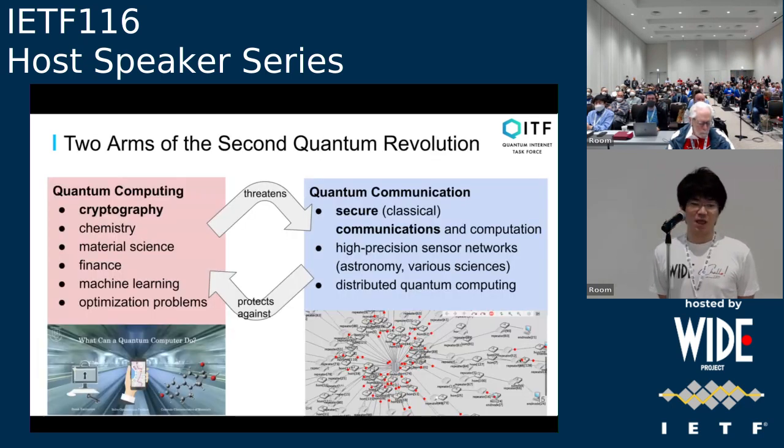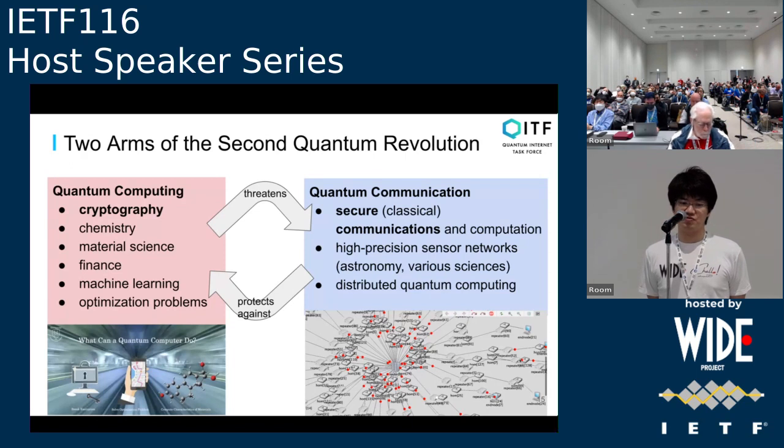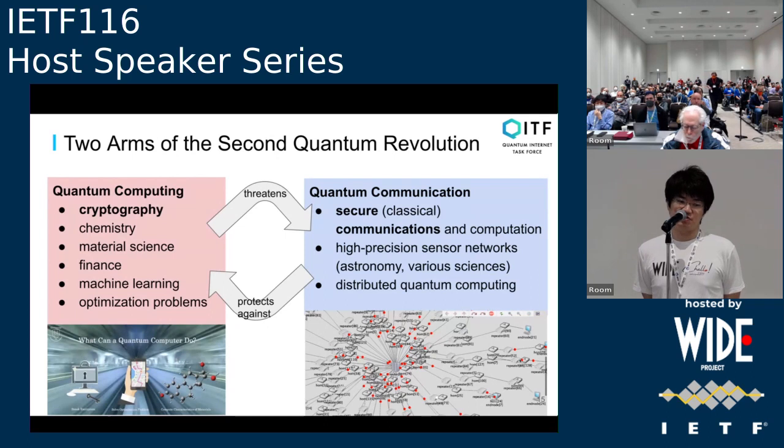Next slide, please. There are 2 aspects of the second quantum revolution. The first quantum revolution included semiconductors, so today's IT technology is also a product of the first quantum revolution. The second one is quantum computing and quantum communication, where we utilize quantum phenomena for computation directly. And quantum computing includes some kind of cryptography.